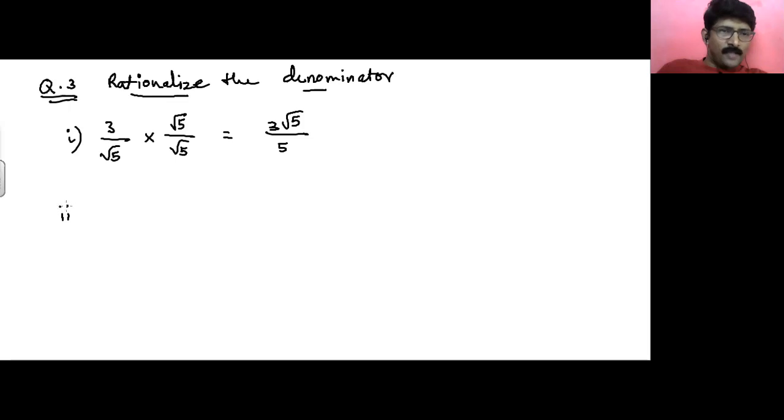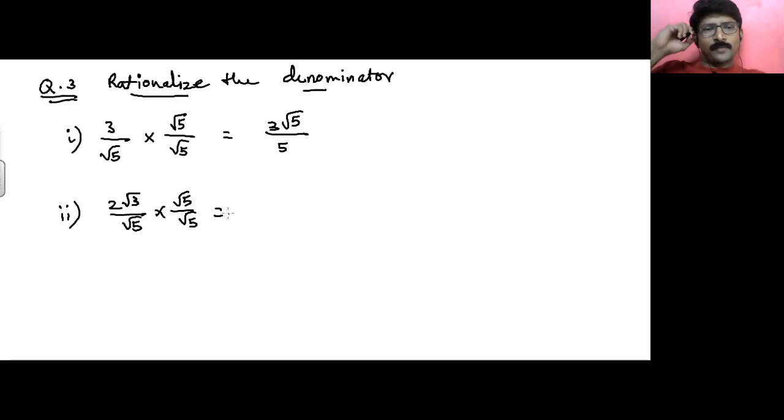Let's do one more example. Say the example is 2 root 3 upon root 5. So what will we do? We'll multiply both the numerator and the denominator by root 5. Why? Because the denominator is root 5. Now some people ask me, why don't you multiply by root 3 and root 3? Understand the question: rationalize the denominator, not the numerator. We don't have to rationalize the numerator, we have to rationalize the denominator. So we multiply the lowest rationalizing factor of the denominator with both the numerator and the denominator.